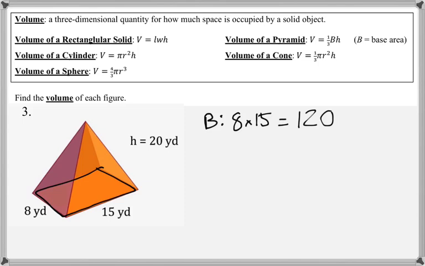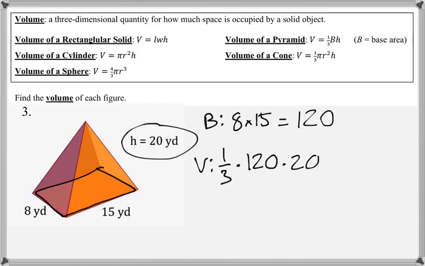So then I need to look at my volume. And again, that's 1/3 times the 120, which is the base area, times 20, which is the height of the pyramid. So if I take 1/3 times 120 times 20, then I get 800. And my units will be cubic yards.